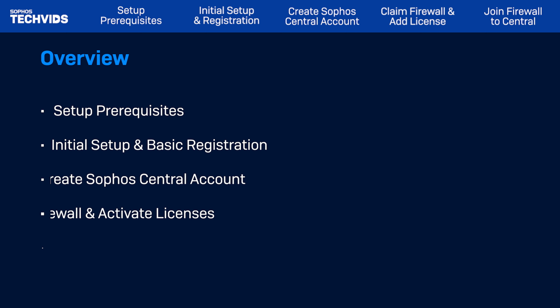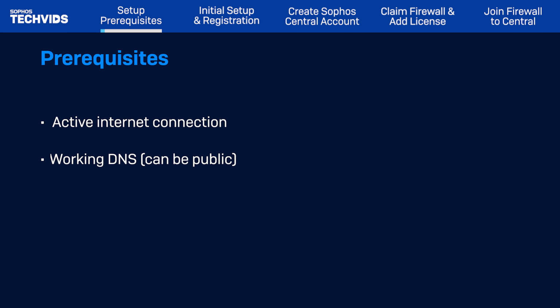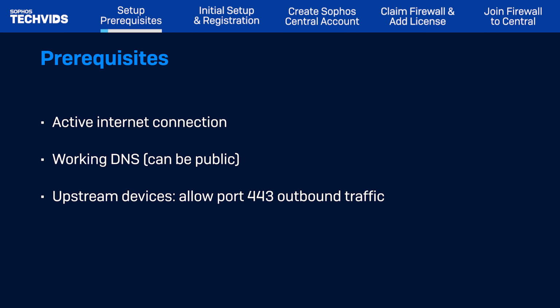Let's get started. Before you begin, make sure you have an active internet connection, a working DNS, which can be public, and ensure that outbound traffic on port 443 is allowed on any upstream devices. Optionally, you can create a Sophos Central account in advance, but I'll also show you the account creation steps here.